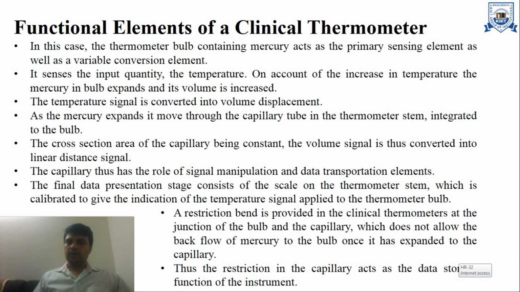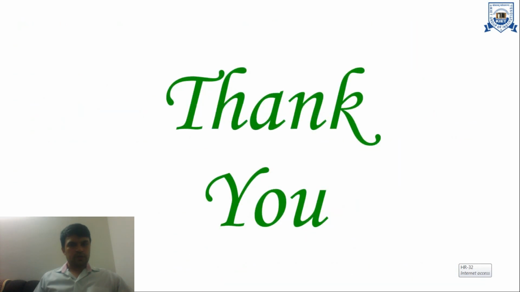The restriction band is provided in the clinical thermometer at the junction of the bulb and the capillary, which does not allow the backflow of the mercury to the bulb once it has expanded into the capillary. This is all about functional elements.